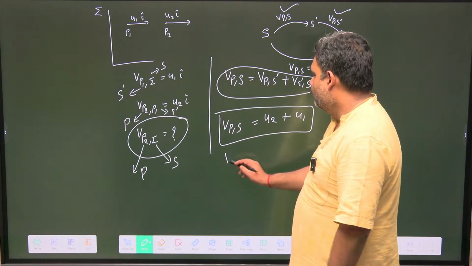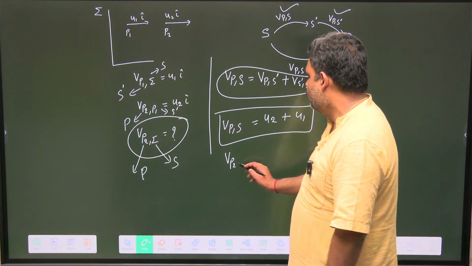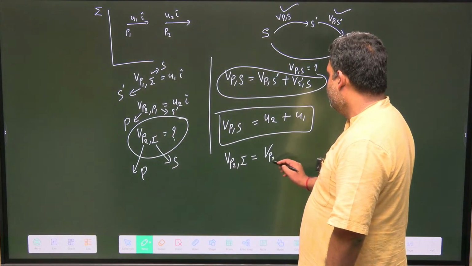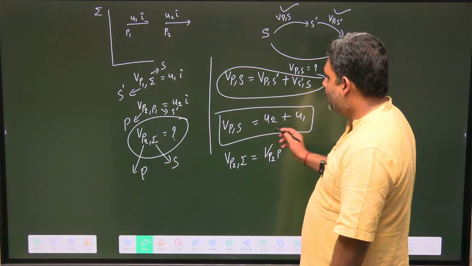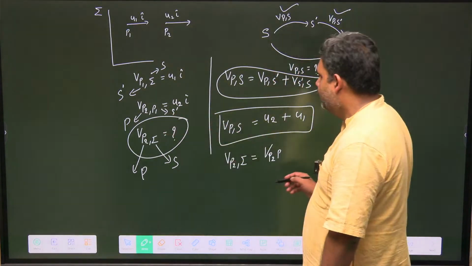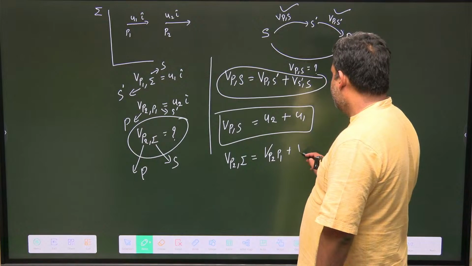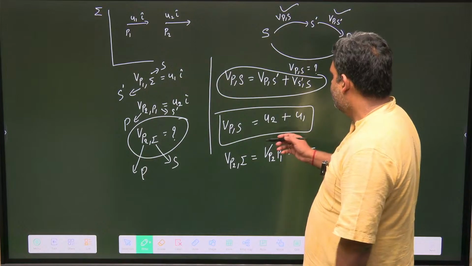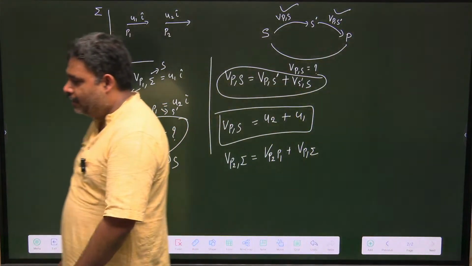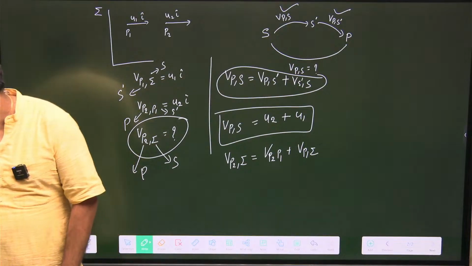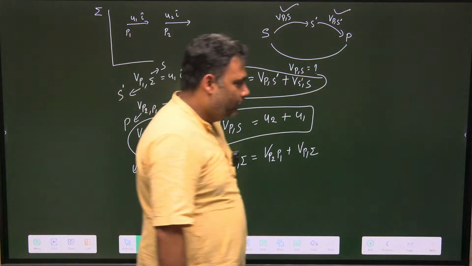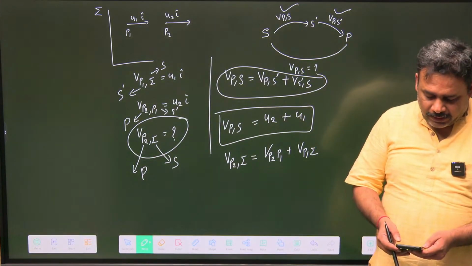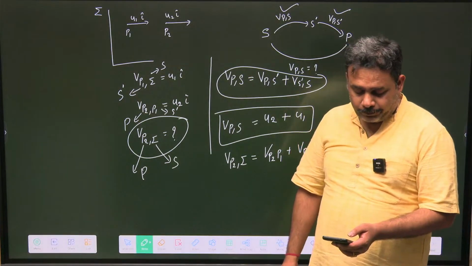So what you will get? Velocity of P2 with respect to sigma is basically velocity of P2 with respect to P1, what is U2? U2 is basically your P1 plus velocity of P1 with respect to sigma. So this thing you can easily decode and you can easily solve this particular problem. Everyone? I think everyone is comfortable? Yes, students? Are you people comfortable here?